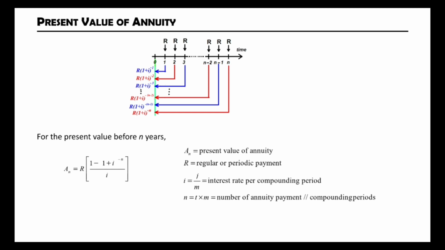The present value before n years is given by A_n equals R times (1 minus (1 plus i) to the power of negative n) over i, where A_n is the present value of annuity, R is the regular or periodic payment, i is the interest rate per compounding period, and n is the number of annuity payments or compounding periods. Interest is given as I equals nR minus A_n.